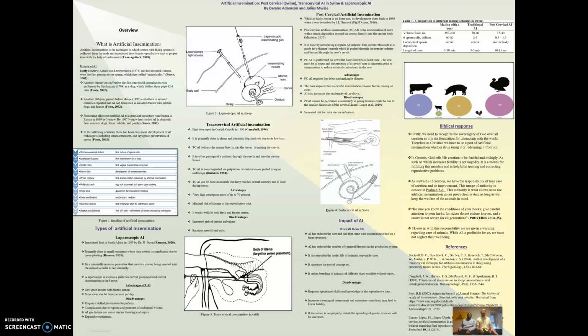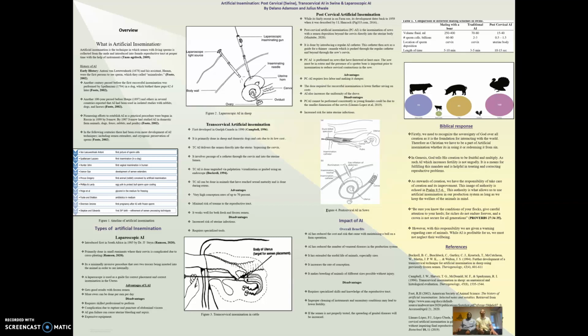So the main advantage is that it is relatively cheap. The equipment or the instruments used, they're cheap to get. The dose required for successful insemination is lower, and this saves a lot on the production. Also, this increases the uniformity of the herd of animals.